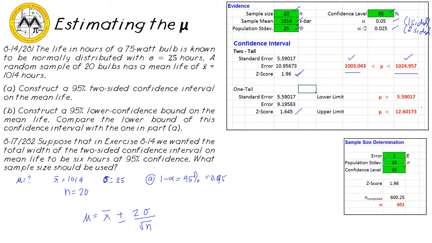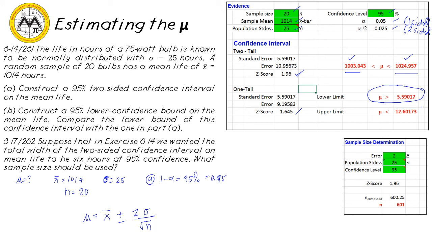And then for letter B, construct a 95% lower confidence bound. So this is the lower confidence bound. So it is greater than or equal to 5.59. This is the lower boundary. We just use the same formula, but for the lower limit, we use minus.